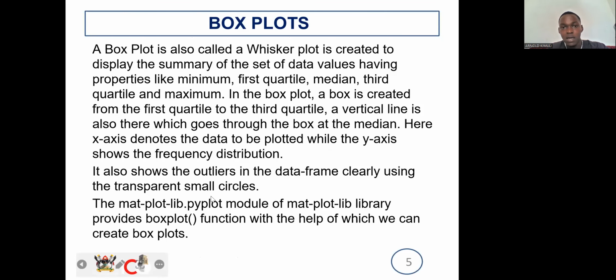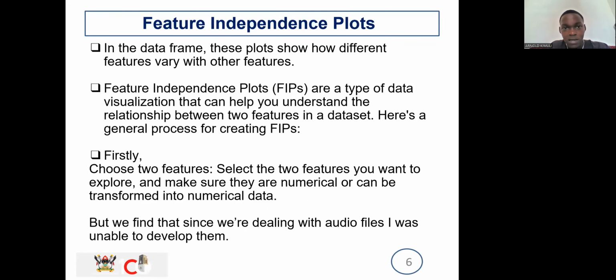We have box plots, also called whisker plots, created to display the summary of a set of data values having properties like minimum, first quartile, median, third quartile, same thing. It shows the data frame clearly using transparent small circles. I wasn't able to represent all of this due to lack of numerical data.